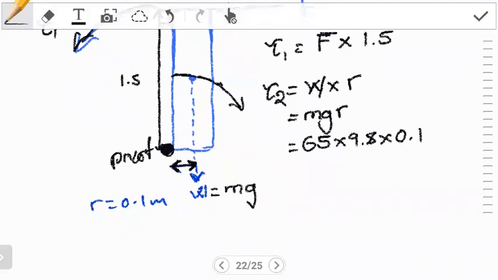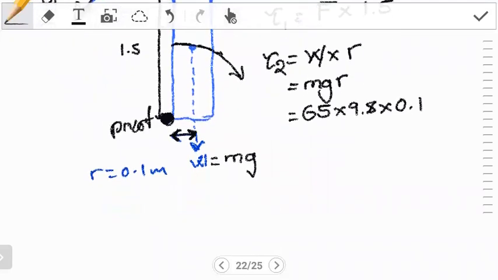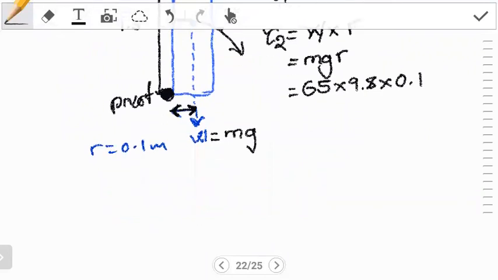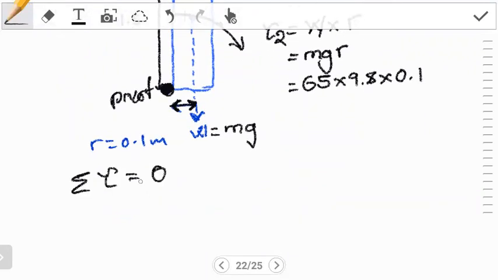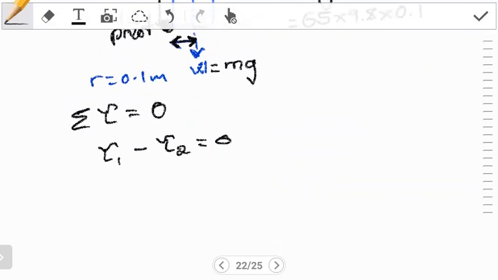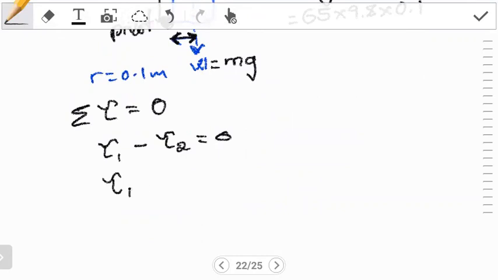We can still use the sum. We can still say the sum of the torques is equal to 0. If we take anti-clockwise to be positive, then we have torque 1, and clockwise to be negative, then we have torque 2. They should sum up to 0. So we see that the situation we're looking for is when torque 1 is equivalent to torque 2.